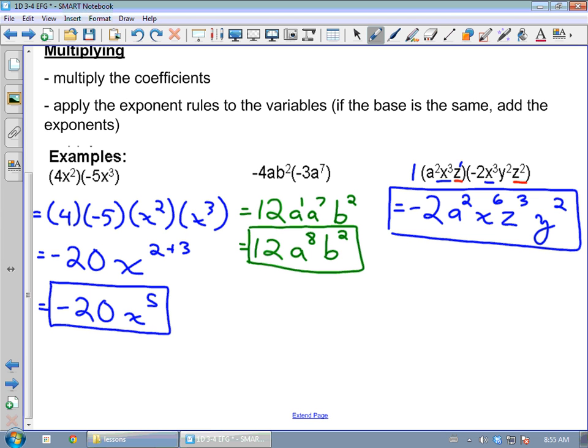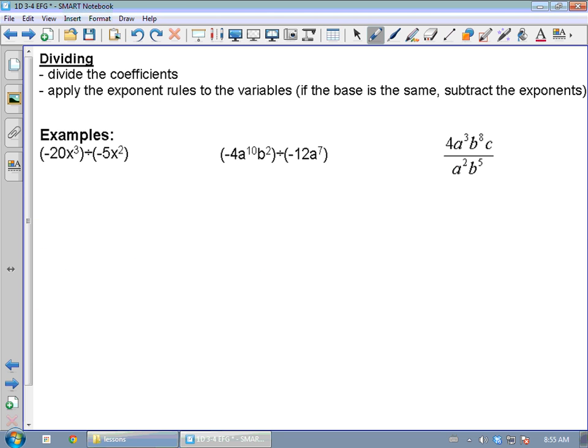So when we're multiplying, we multiply our coefficients, apply the exponent rules. Base is the same, we add the exponents. Similar thing for dividing. Okay, we want to divide our coefficients, and again, apply the exponent rules to our variables. We match up ones that have the same base, and then we subtract the exponents.